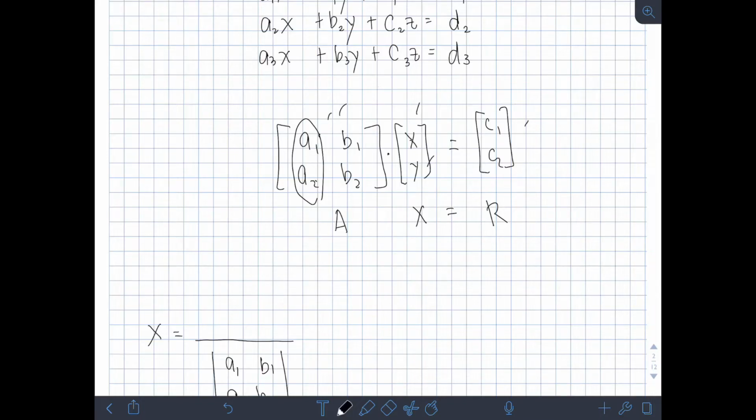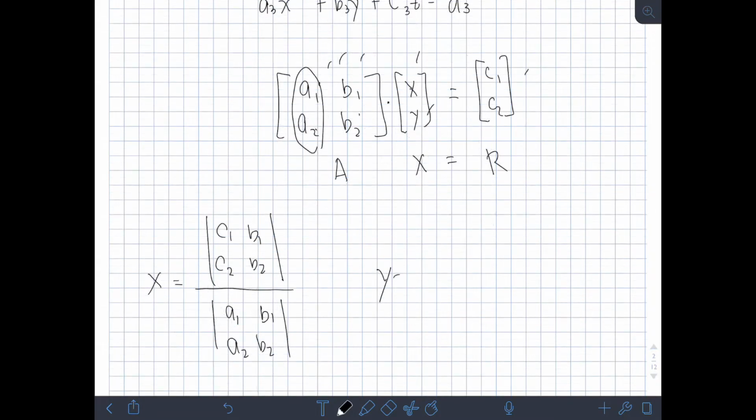So, papalitan natin ng constant. So, c sub 1, c sub 2, and then copy yung b sub 1, b sub 2. Then, find the determinant. Sa y, ganun din. So, sabi ko nga sa denominator, laging yung determinant ng matrix A. So, a sub 1, b sub 1, a sub 2, b sub 2.